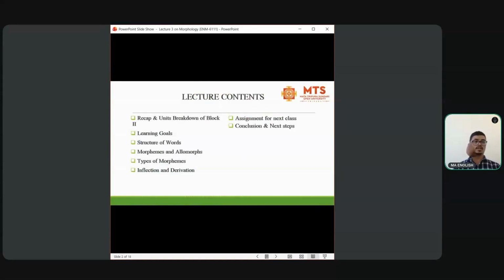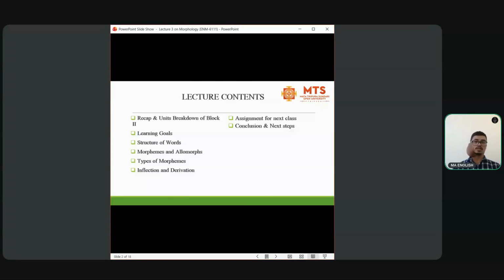So we will begin with a recap and the breakdown of Block 2. That is units breakdown of Block 2. Then we will look at our learning goals. After that, we will move into the core topics of discussion: structure of words, morphemes, types of morphemes, allomorphs, and finally inflection and derivations. We will end with your assignment and next steps.